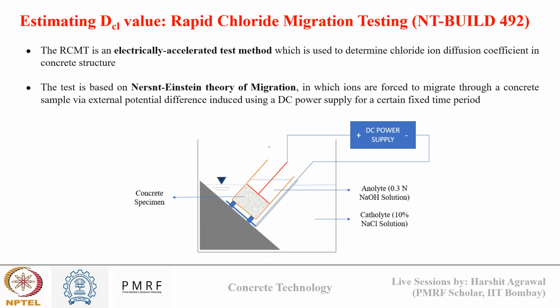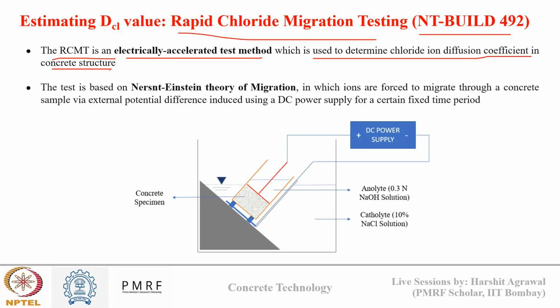Now, another quick way in which we can check the concrete durability against chloride ingress is through rapid chloride migration testing, which is done as per NT Build 492 guidelines. Okay, so RCMT is an electrically accelerated test method which is used to determine the chloride ion diffusion coefficient of concrete. This testing is based on Nernst-Einstein theory of migration, in which chloride ions are forced to migrate through concrete through a potential difference which is induced by a DC power supply.